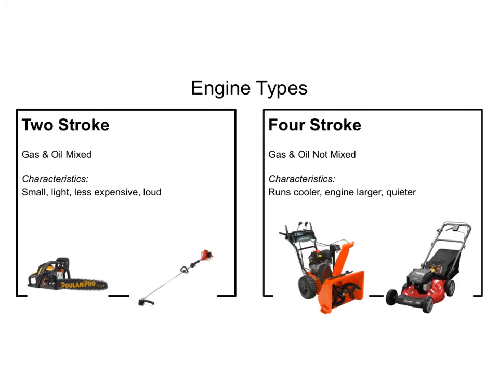If you remember from our last video, we talked about how two-stroke engines have a gas and oil mixture. We talked about two-stroke engines that are smaller, lighter, less expensive, and loud. Here's a few examples. And then we spent most of the video talking about four-stroke engines, how four-stroke engines do not mix the oil and gas. They run cooler, they're usually quite large, but they're also quieter when compared to two-stroke engines. And you'd find them in your lawnmower and in your snowblower.